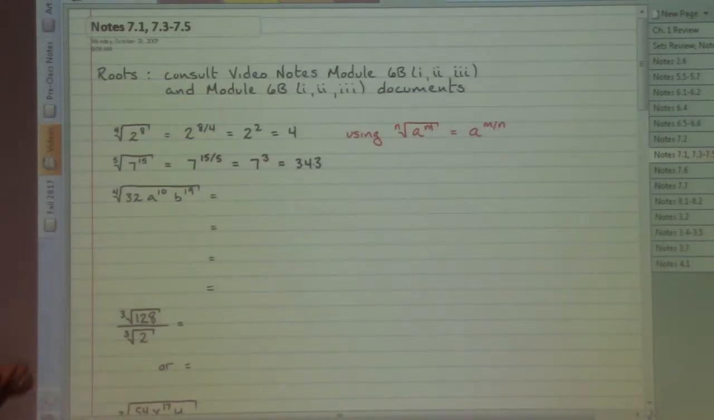For something like the next one, now we start to have a little bit more going on here. We have to address the number part of this, where we've got the fourth root of 32. We've got the variable parts that we can also split into pieces: the fourth root of a to the power 10 and the fourth root of b to the power 19. So we could deal with these separately.